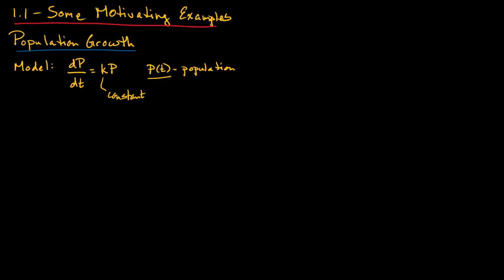So let's do that. What we're going to do is divide both sides by P, which will give us 1 over P dP is equal to K. And we're going to multiply both sides of the original differential equation by dt, which will give us K dt on this side. We can now directly integrate the left-hand side in terms of P and the right-hand side in terms of T. So let's go ahead and do that.